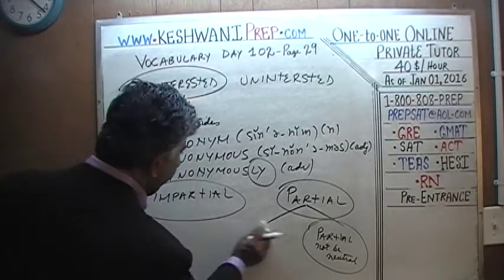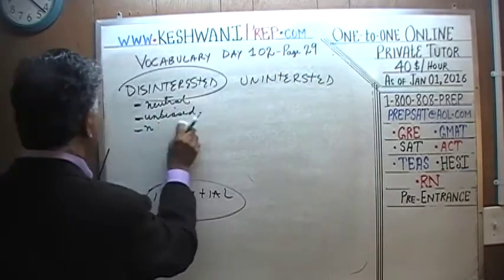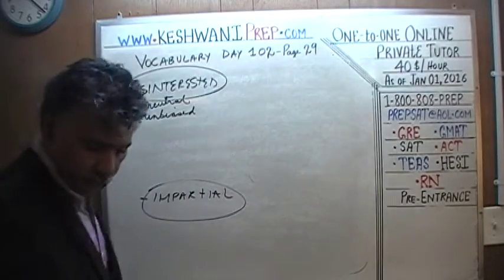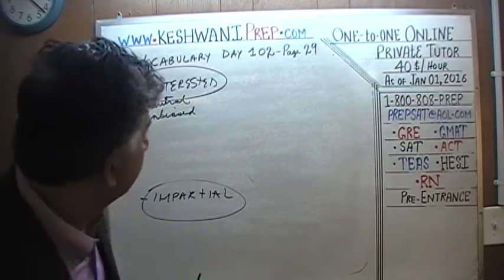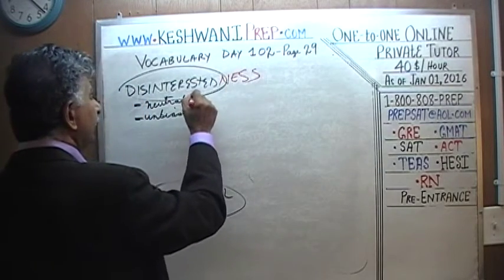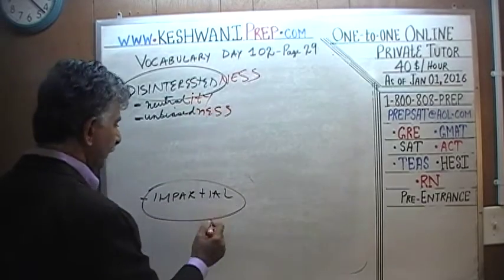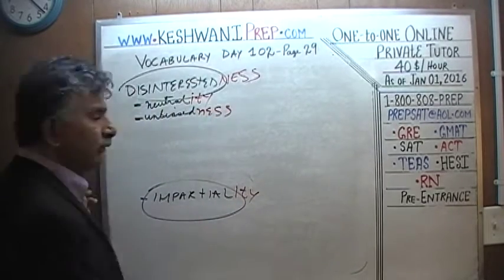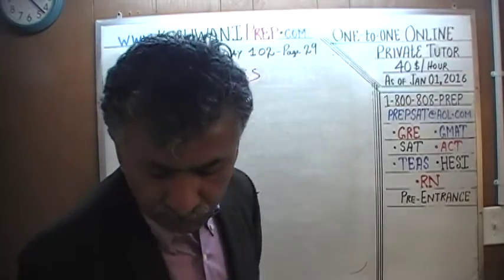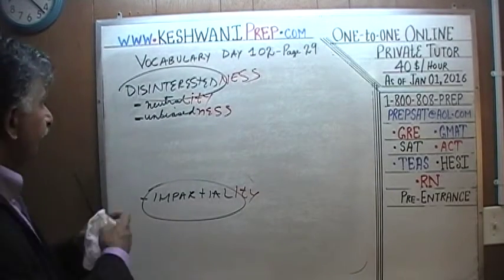Well, let's carry on then. Here are the nouns, if you like. Disinterestedness, neutrality, unbiasedness, impartiality. Now they are all nouns. These are all noun forms. Impartiality, disinterestedness, neutrality, unbiasedness. Let's move on.